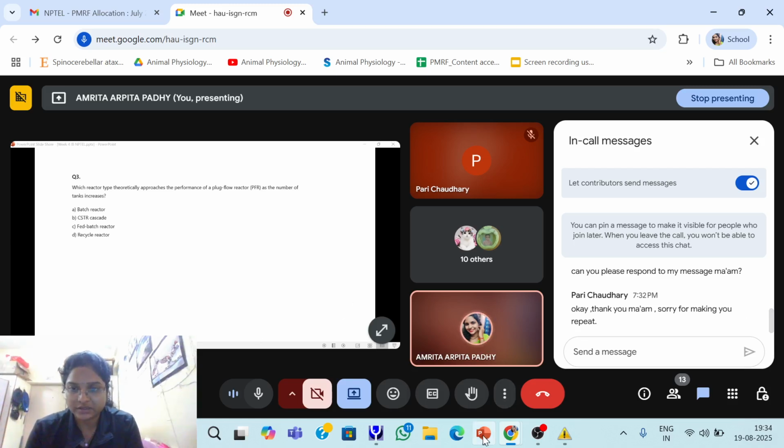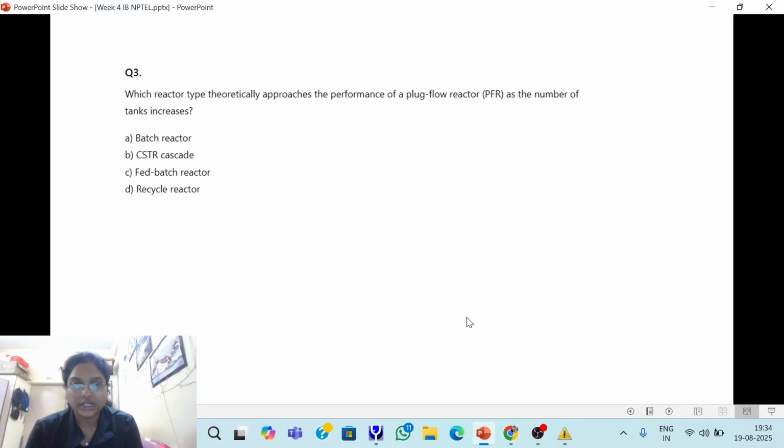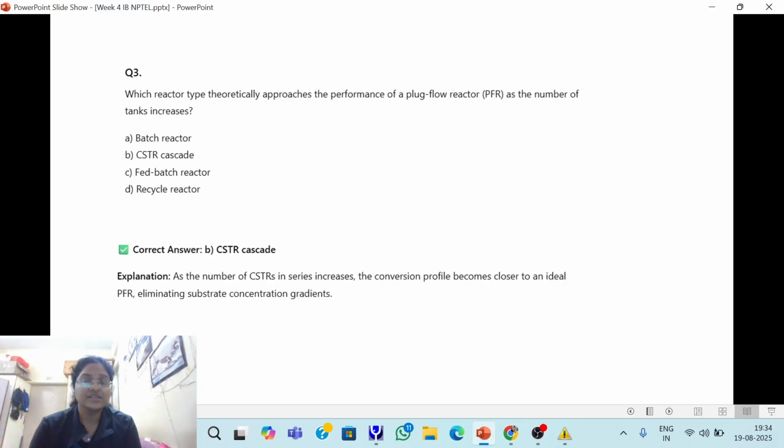Okay. So let's see question number 3 answer. It is CSTR cascade. So the question was, which reactor type theoretically approaches the performance of a plug flow reactor as the number of tanks increases? It is CSTR cascade. So as the number of CSTRs in the series increases, the conversion profile becomes closer to an ideal PFR, eliminating substrate concentration gradients.